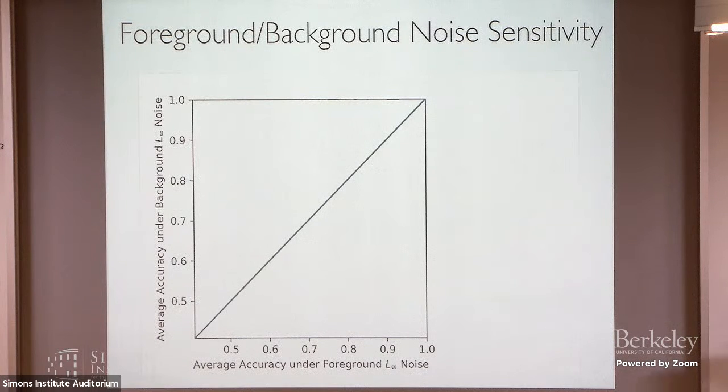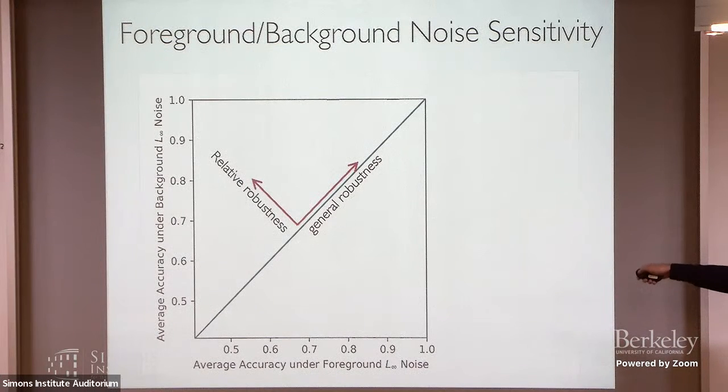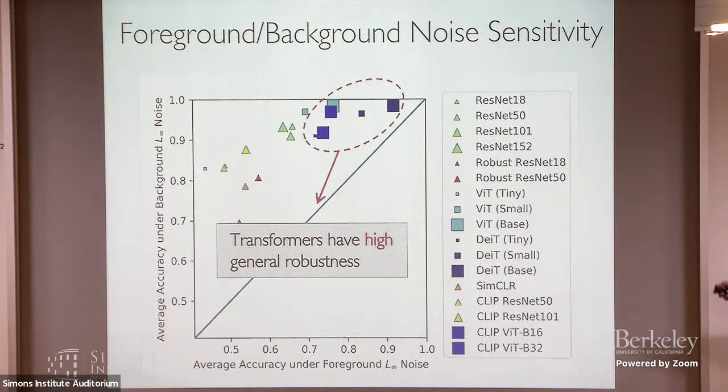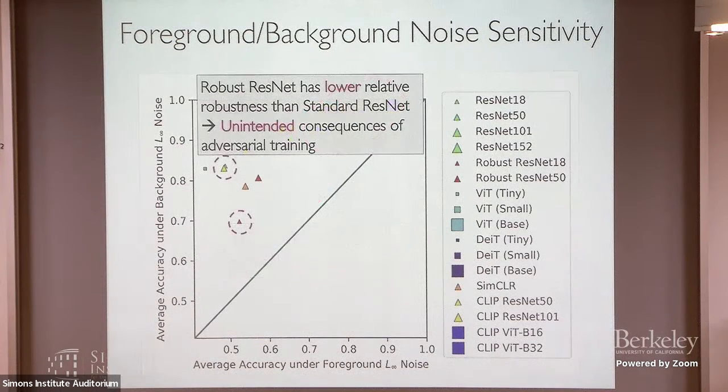So basically we studied robustness under foreground L infinity noise and under background L infinity noise in a plot like this. So the y-axis shows general robustness. If your model is here, it means it is generally more robust. This axis shows how much the model uses foreground core features compared to background features. Okay, so we evaluated several models. Some of the messages that we have: transformers have high general robustness. That is somehow expected. But we also have some unexpected behaviors.